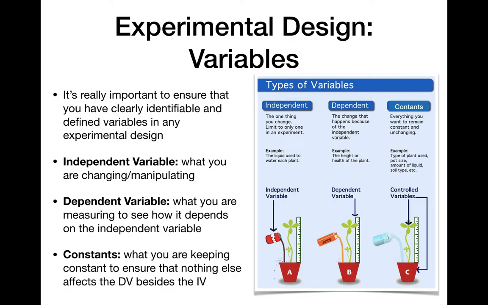And then constants. Sometimes there's something called control variables. That's not a good idea at this level because we're going to be talking about control groups and experimental groups. It gets really confusing. So the way that we talk about this now in science is we say constants, things you're going to keep constant, and we talk about control groups. So please use the term constants, and those are the things you're keeping constant to make sure nothing else affects the dependent variable besides the independent variable.